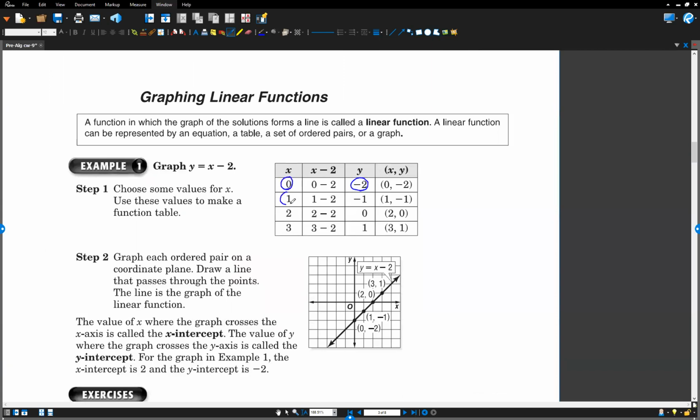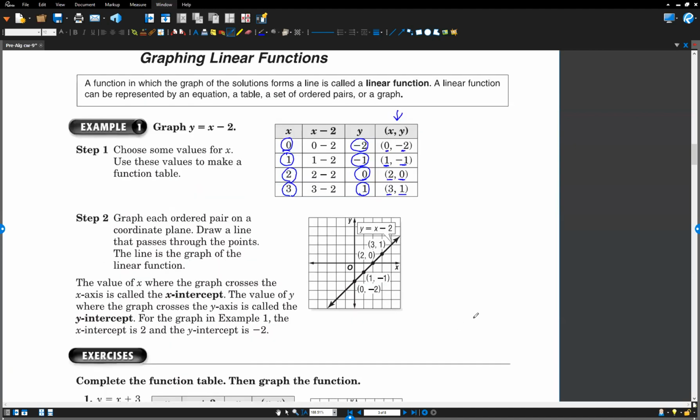We got y is -2, right? When x equals 1, 1 minus 2 is -1. When x equals 2, 2 minus 2, y is 0. When x equals 3, 3 minus 2 is 1, right? That's the point. So when x equals 0, y is -2. When x is 1, y is -1. When x is 2, y is 0. When x equals 3, y is 1. We got the points. Now put these points on the graph.